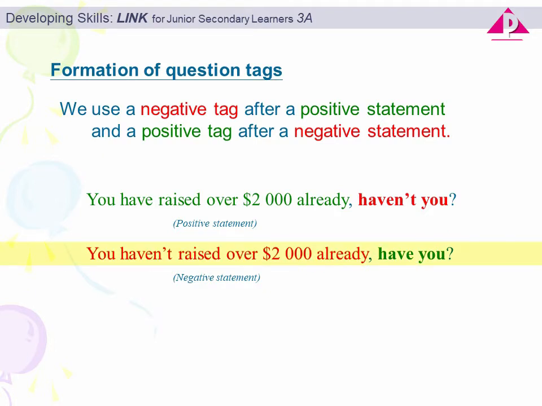You haven't raised over $2,000 already, have you? Similarly, because the first part of the statement is a negative one, we need to use have you, a positive question tag.